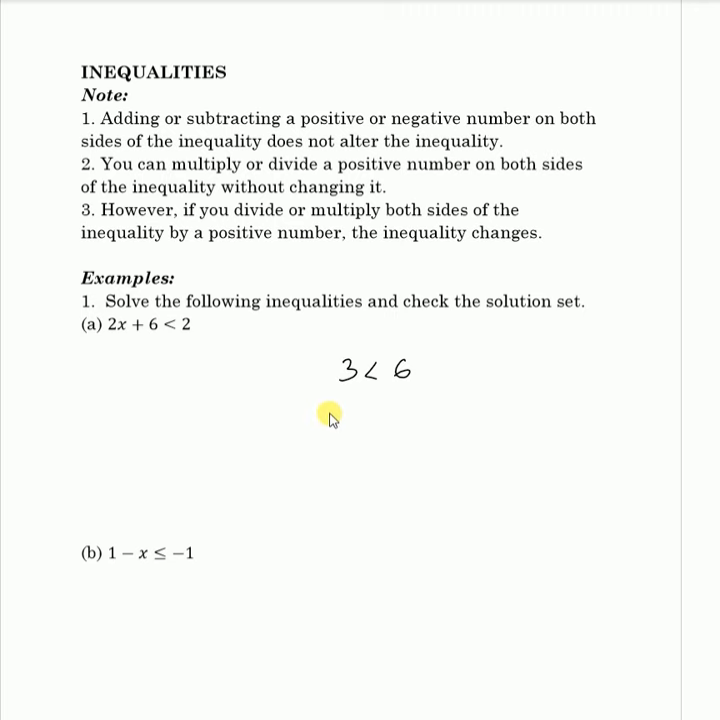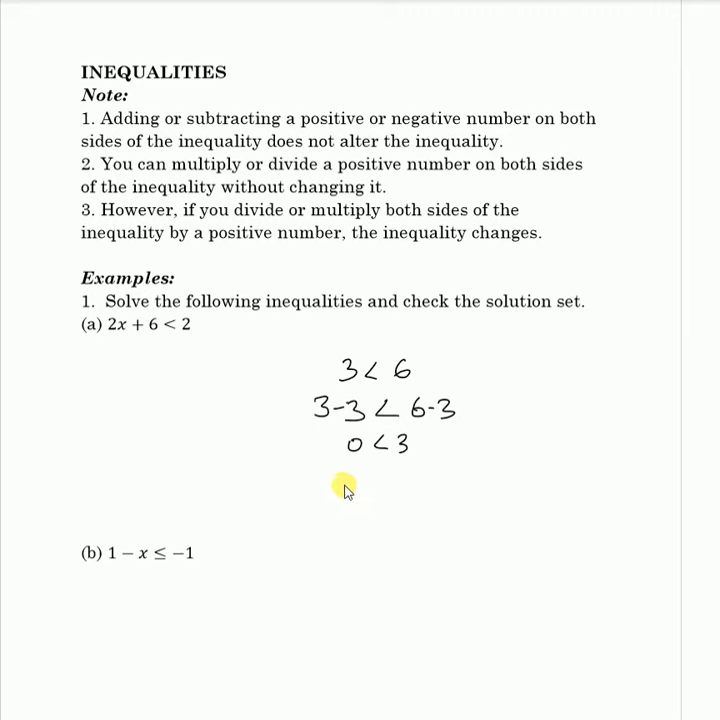Now, the first note we have there is that when you add or subtract a positive or negative number on both sides of the inequality, it does not change the inequality. Let us subtract 3 from both sides. 3 minus 3 is less than 6 minus 3. 0 is less than 3. It is still holding. We have subtracted the 3 from both sides.